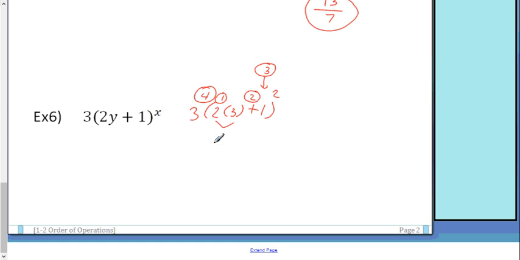So 2 times 3 is 6. 6 plus 1. Don't do 2 steps at a time. You're going to get into trouble that way. 2 times 3 was 6. Do my second step now, which is add. 6 plus 1 is 7. Square it third. Be careful, it's not 14, it's 7 times 7, which is 49. And then I'm going to multiply last. 49 times 3. Well, 50 times 3 is 150, so it's 3 less than that. So it's 147. And there you have it.